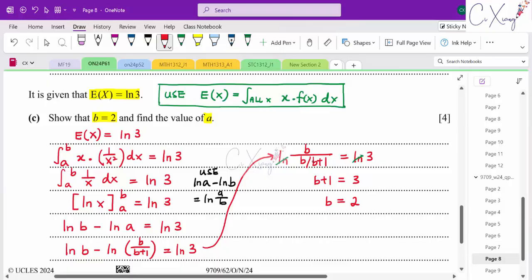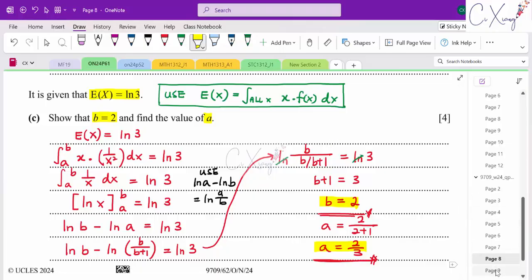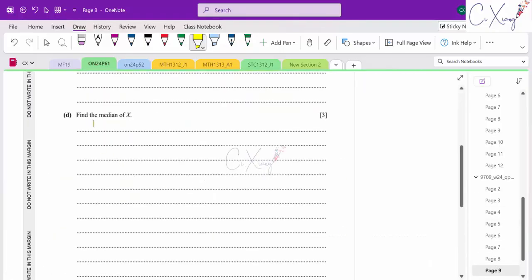Okay, then after you get b equals to 2, then you want to find the a, right? So what's the value for a? A is b divided by b plus 1. And from here, you get your a equals to 2 over 3. So you successfully show the value b equals to 2. And at the same time, by using the result in part b, you can get the value for the a. So this is how we get the a and b in this part C here. Then let's continue to the part D.